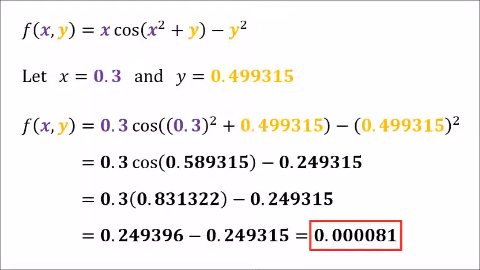Make sure your calculator is in radians when you evaluate cosine. The answer boxed in red is equal to 0, within rounding. At least check a couple other xy pairs from the table to make sure f of xy equals 0.